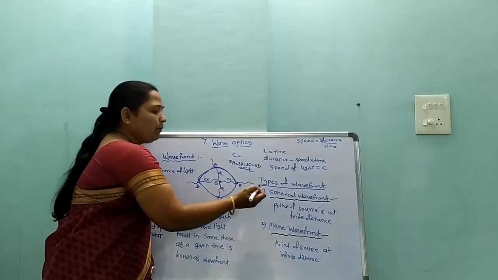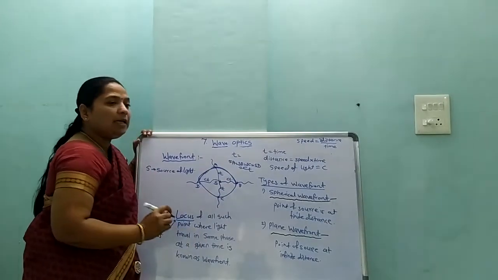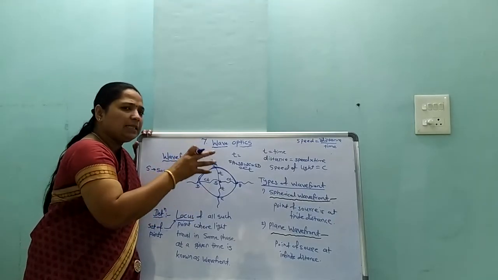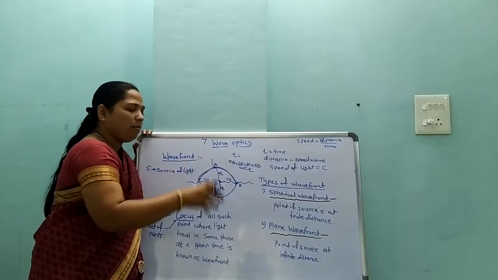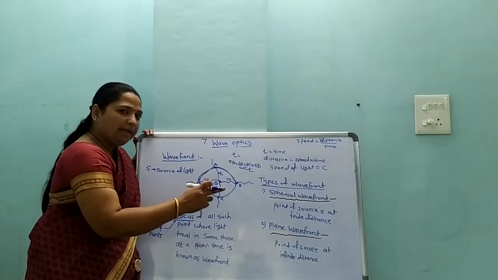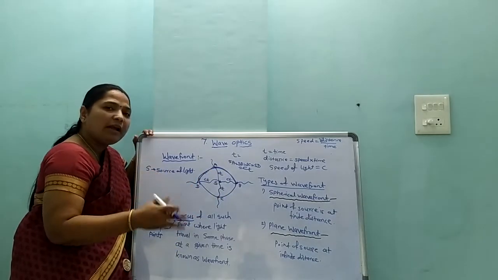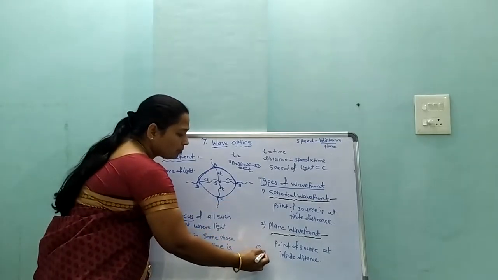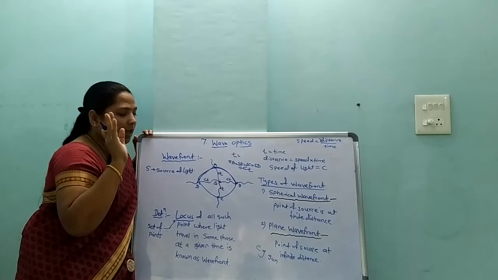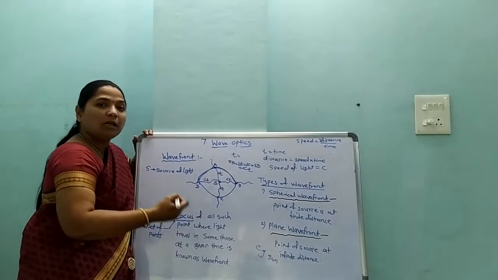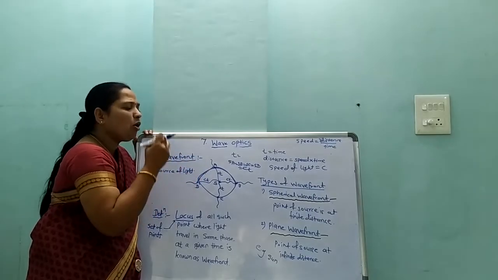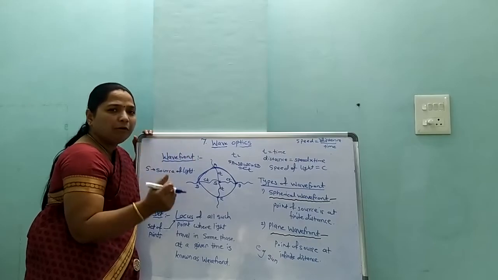Where the source of light is at a finite distance, a spherical wavefront is formed. And for a plane wavefront, the source of light is at infinite distance. For example, the sun is a source of light emitting light in all directions; therefore a plane wavefront occurs from the sun. And if the source is at a finite or known distance, we obtain a spherical wavefront.